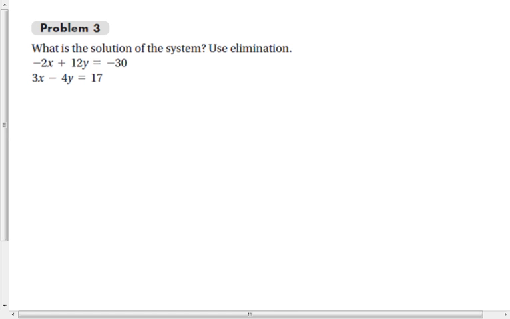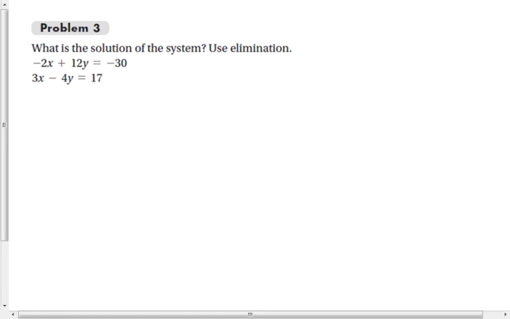All right, what is the solution to this system? Use elimination. So you might notice in this system that we have no coefficients that are either the same or opposites. So what we need is something either the same or opposites, and I like to create equations that have opposite coefficients because then we can just add the two equations and eliminate that way.